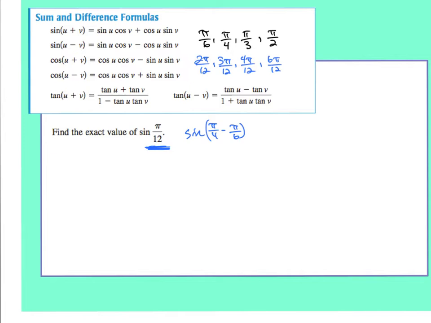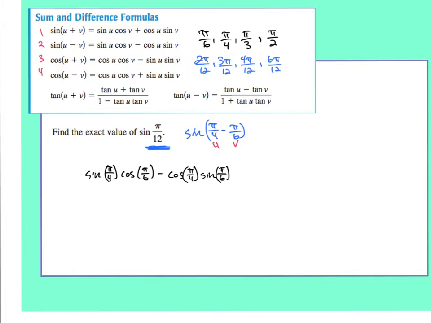I'm going to call this pi over 4 my u, and I'm going to call this pi over 6 my v. So which formula does it look like I'm going to be using? Un, deux, trois, or quatre? Deux. That's French for 2. So I'm going to use this second one. Now I'm just going to use my formula. So I have sine of my u, which is pi over 4, and then cosine of pi over 6, and then minus cosine of pi over 4, and then sine of pi over 6.